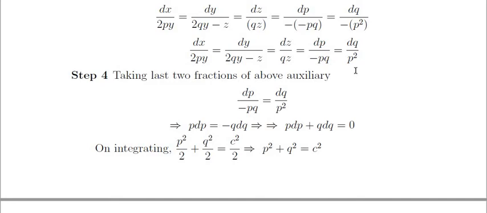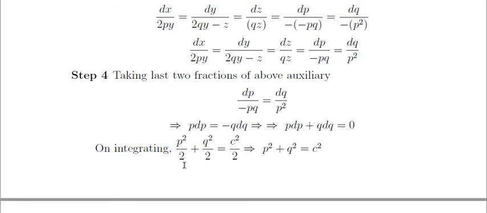Then by grouping, solve this auxiliary equation. Taking the last two fractions, that is dp by minus pq is equal to dq by p square. Cancelling these terms, therefore we got p dp is equal to minus q dq, which implies p dp plus q dq equal to 0.